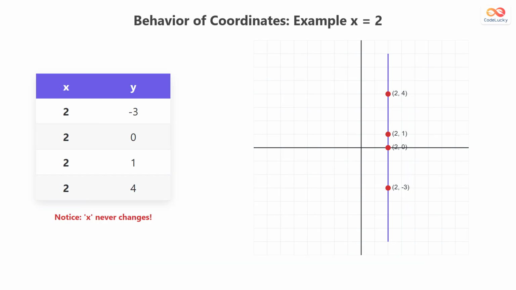Let's look at the data points to understand why. If we graph the line x equals 2, look at the table. Whether y is -3, 0, or 4, the x value remains stubbornly at 2. It never changes.